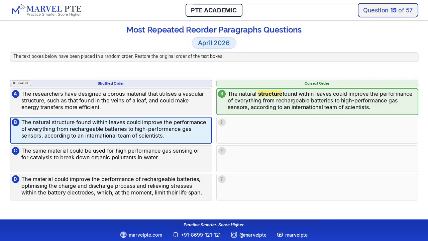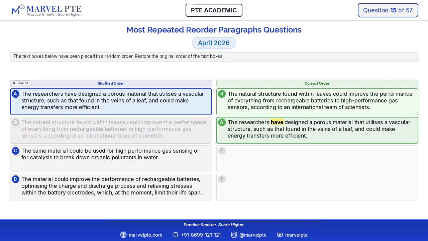The natural structure found within leaves could improve the performance of everything from rechargeable batteries to high-performance gas sensors, according to an international team of scientists. The researchers have designed a porous material that utilizes a vascular structure, such as that found in the veins of a leaf, and could make energy transfers more efficient.